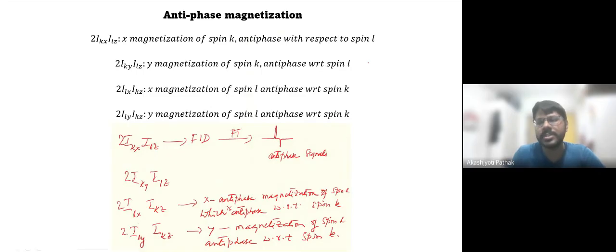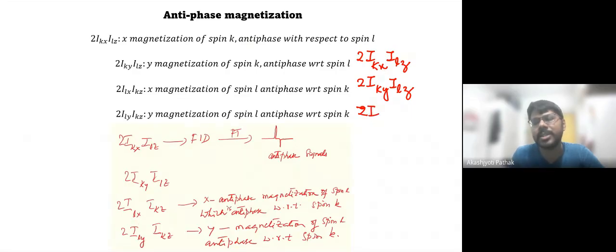So what are these antiphase magnetization terms? We looked at terms like 2IKX ILZ. This is X magnetization of K, antiphase with respect to spin L. You can have terms like 2IKY ILZ. This would mean Y magnetization of spin K, antiphase with respect to spin L. Or you can have terms like this also, 2I. So this was your X magnetization of K and Y magnetization of K.